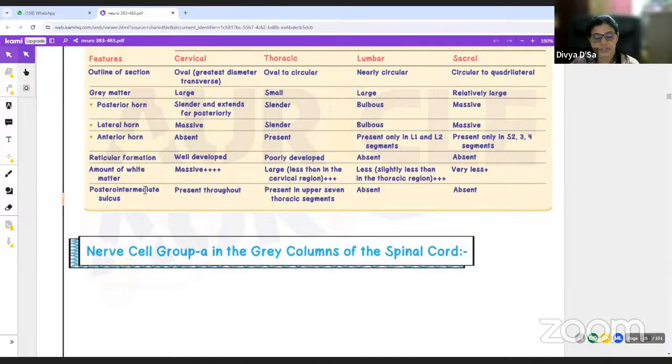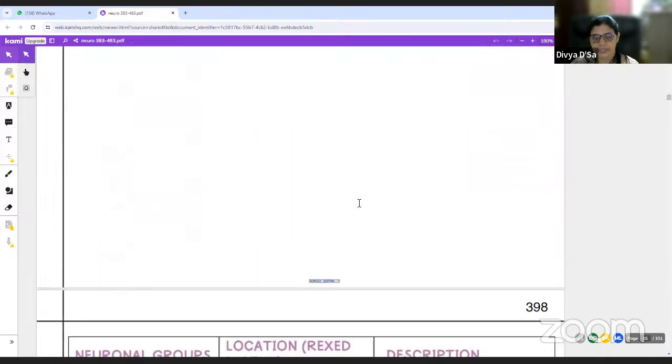Sorry, I mentioned wrong here. So the posterior intermediate sulcus is present throughout the entire length of the spinal cord: cervical, thoracic, lumbar, and sacral. In the thoracic part, it is present in the upper 7 thoracic segments, but in the lumbar it is absent, and in the sacral it is also absent. So basically, we can see the posterior intermediate sulcus in the cervical and in the upper 7 thoracic segments.